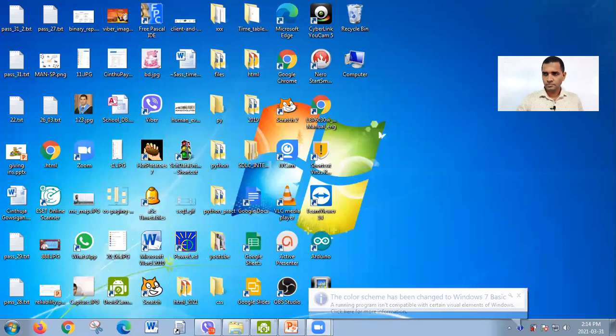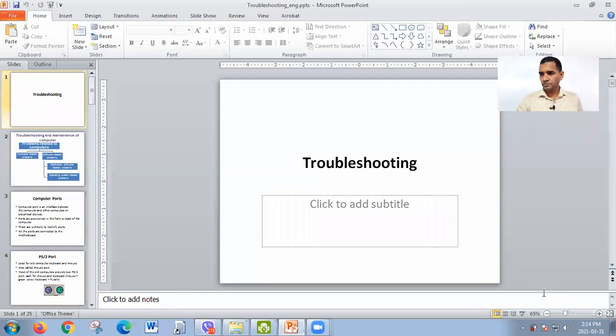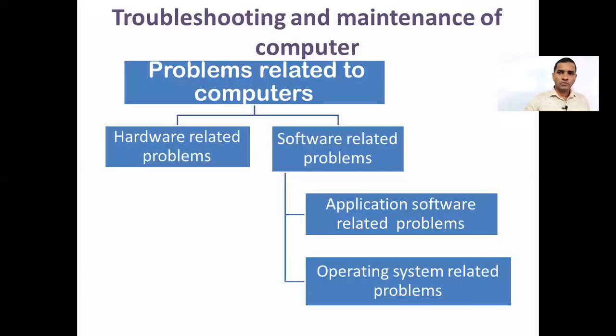Before that, right, look here. So this is the topic, troubleshooting. Look here, I have put it as a diagram here. Troubleshooting and maintenance of the computer. This may be my topic. Problems related to hardware, problems related to software. As I told you earlier, hardware related problems are there, software related problems are there.